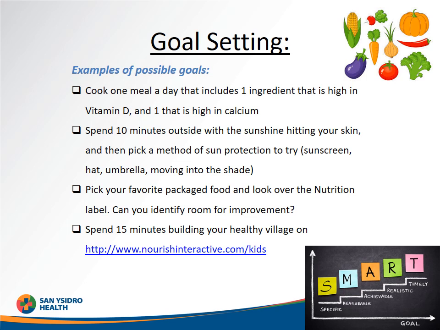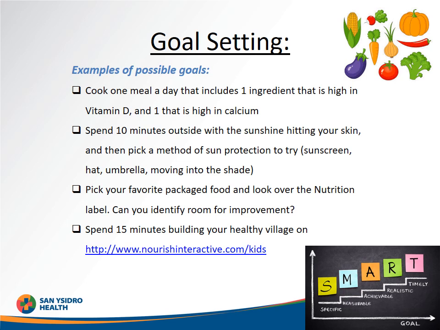Goals are extremely individual, so I will go through some ideas and give you the tools to set your own. The important thing to remember when setting goals is to follow the SMART principle. This means goals should be specific, measurable, achievable, realistic, and timely.